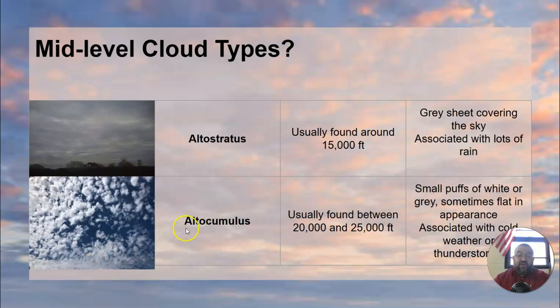Now, the altocumulus clouds are found way above that, usually between 20,000 and 25,000 feet. And they literally look like little puffs of cotton balls, just being suspended way high in the air. And sometimes they'll be white like you see here. They might be kind of grayish in color as you see in that area. And sometimes they'll even be flat in appearance. Usually these precede cold weather or thunderstorms, or will be seen in colder weather itself.